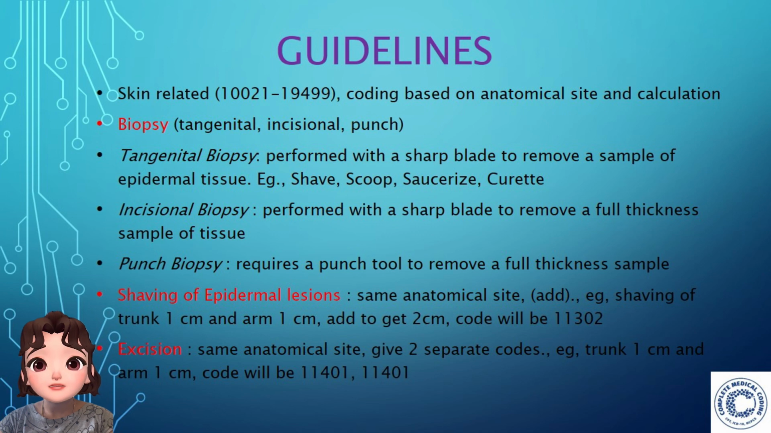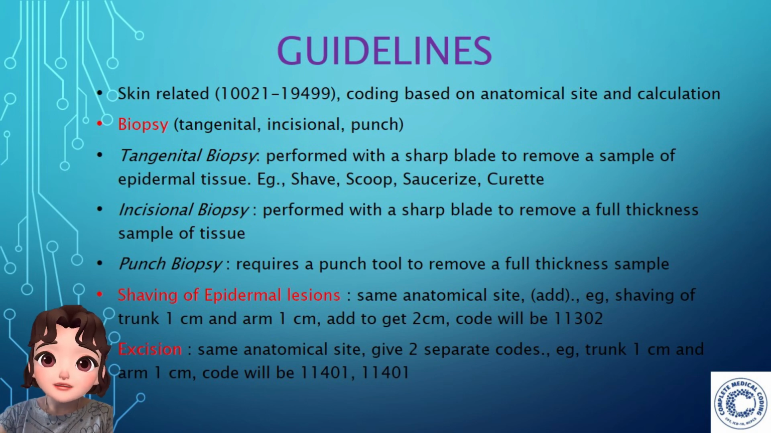The next will be the musculoskeletal system, which is the 2 series. Then the digestive system is the 3 series. It will go on like that up to 9 series. So here let's discuss the integumentary system, which is the one series. The range is from 10021 to 19499.